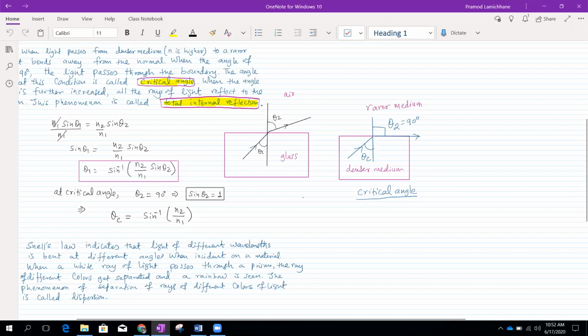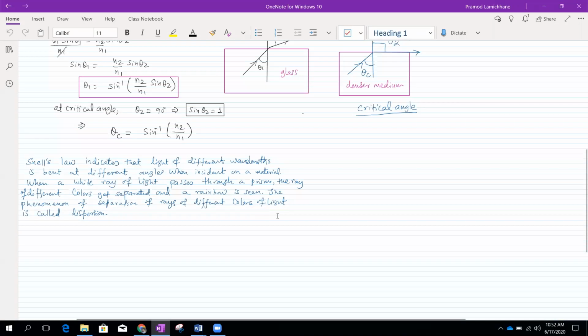So this is again the same condition, Snell's law: n1 sine theta 1 equals n2 sine theta 2. If you are looking for theta 1, then you divide by n1 on both sides. Theta 1 would be the inverse sine of n2 over n1 times sine theta 2. And in the critical condition, theta 2 is 90. So when you plug in, sine 90 is 1. So theta c, the critical angle, equals the inverse sine of n2 over n1.